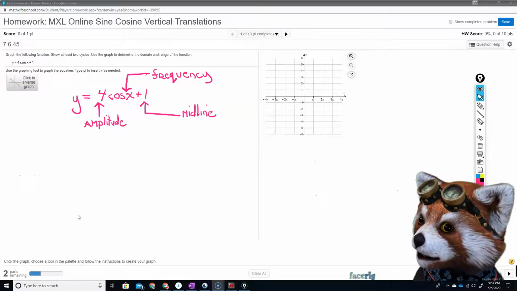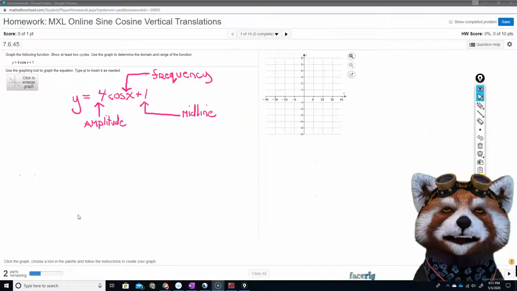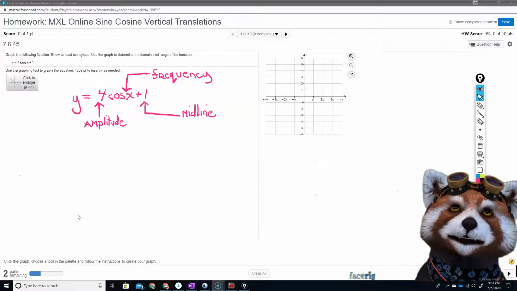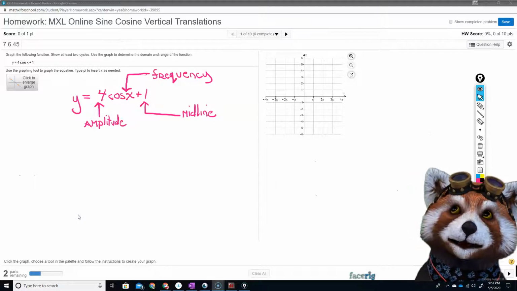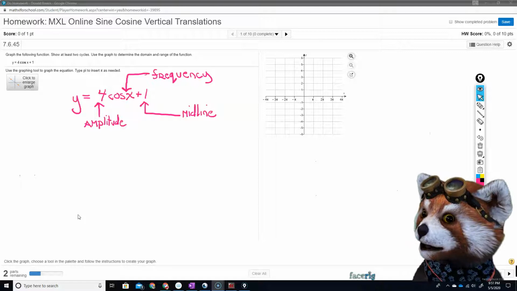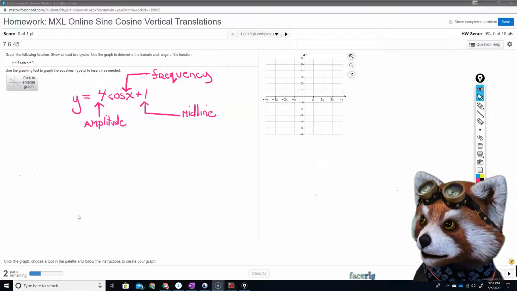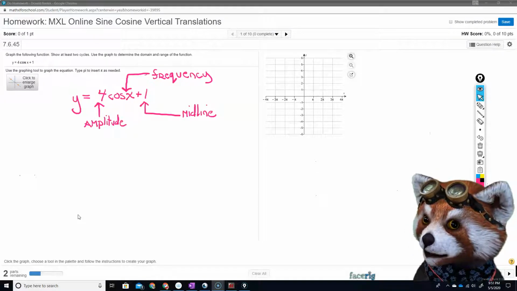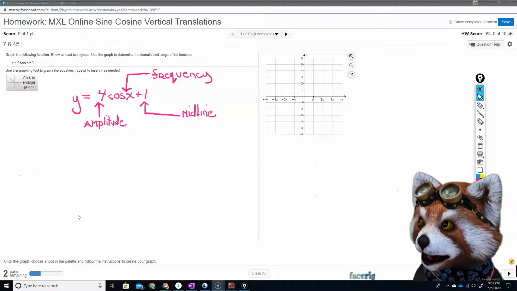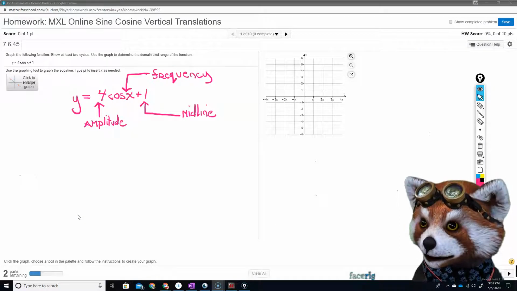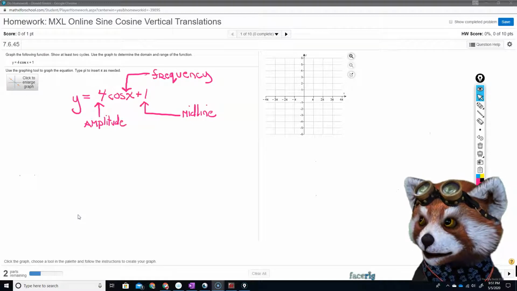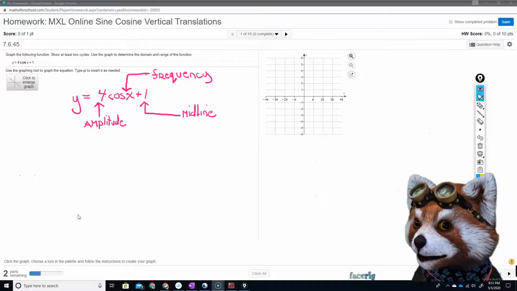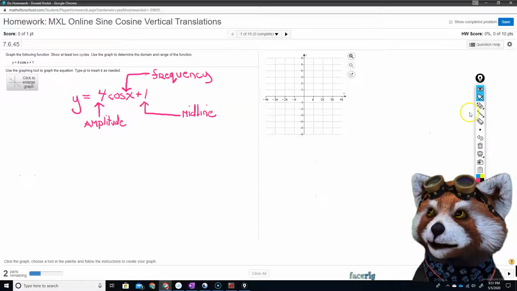Today we're going to take a look at sine and cosine and doing vertical translations. All that means is just sliding them up and down, okay? So if we look at this first equation here, whatever is getting multiplied out front, that's your amplitude. Anything that is in front of your x value here, that's your frequency. So our frequency in this case is equal to 1.